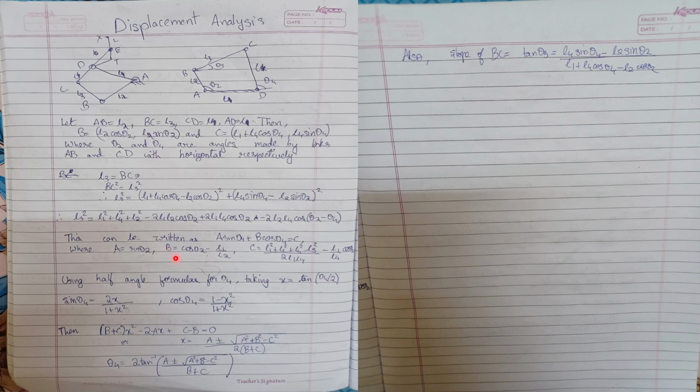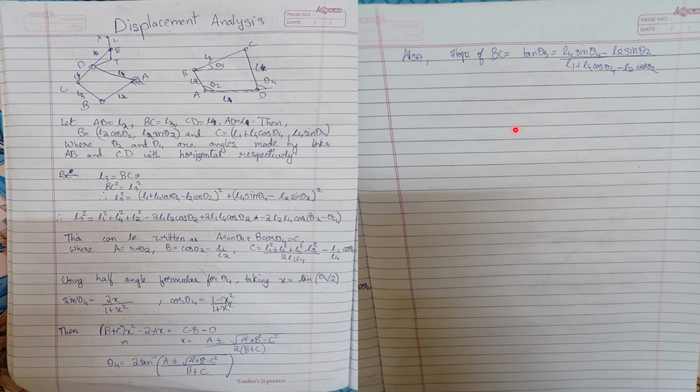Now, for obtaining theta 4 in terms of theta 2, first we start with taking tan of theta 4 by 2 as x. Now, we obtain these expressions for sin theta 4 and cos theta 4 and substituting them in this equation, we get a quadratic equation for which x has these roots: A plus or minus the square root of (A squared plus B squared minus C squared), all divided by (B plus C). Now, since x is tan of theta 4 by 2, we obtain an expression for theta 4 in terms of A, B and C.